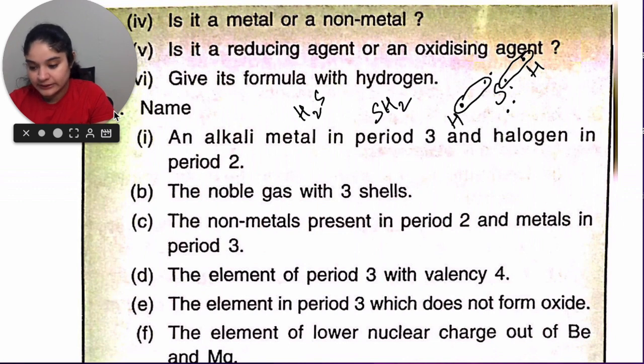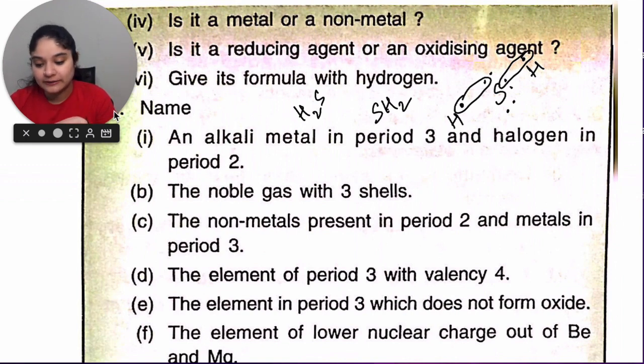Now the next is the noble gas with 3 shells. So that means they're talking about the third period. When you talk about the noble gases in that particular chart, if you take reference from the periodic table, in the third period, your answer will be argon.